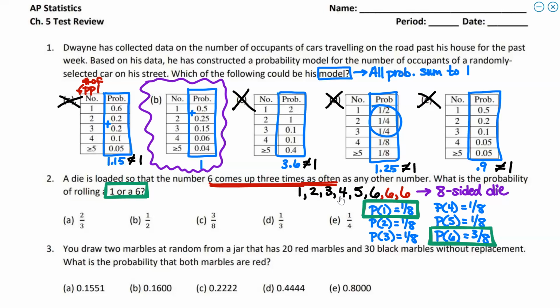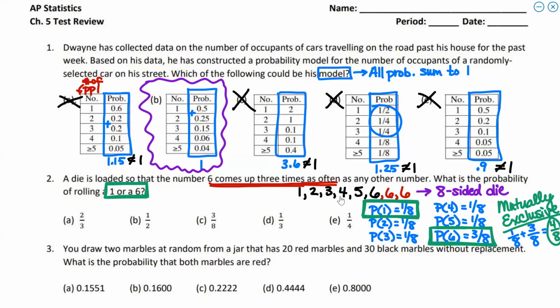Okay. Since they are mutually exclusive events, what would be the probability of rolling a 1 or a 6? 4 out of 8. Because I'm going to take 1/8 plus 3/8. Add them together, we get 4/8.